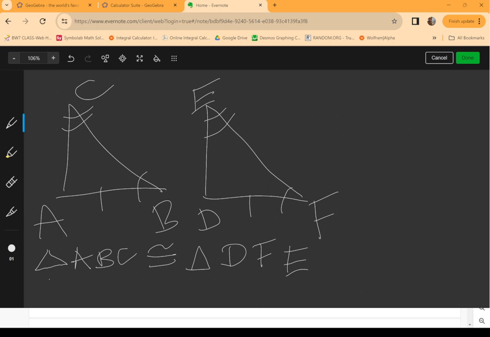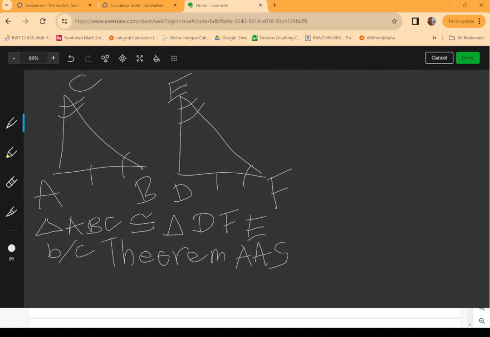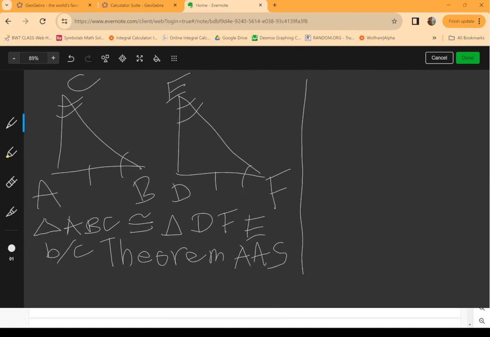And again, the reasoning for a statement like this, we would say, is because of theorem angle, angle, side. That is it. That is all the reasoning we need, we don't need to explain anything further. Theorem angle, angle, side is enough to prove congruency. And what that leads us to next is, based off of this information, because of this, now we can jump to these conclusions.